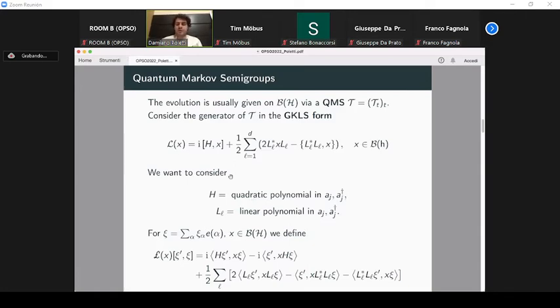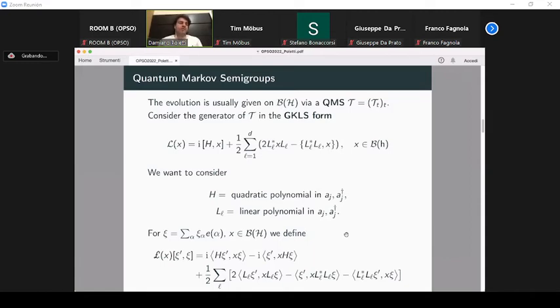Professor Fagnola showed his construction in detail on Monday, but the idea is to choose a weak formulation for the generator, namely making it act on these elements psi as linear combinations of elements of the basis, where all the calculations can be performed, all domain problems disappear, and one can actually define a quantum Markov semigroup.